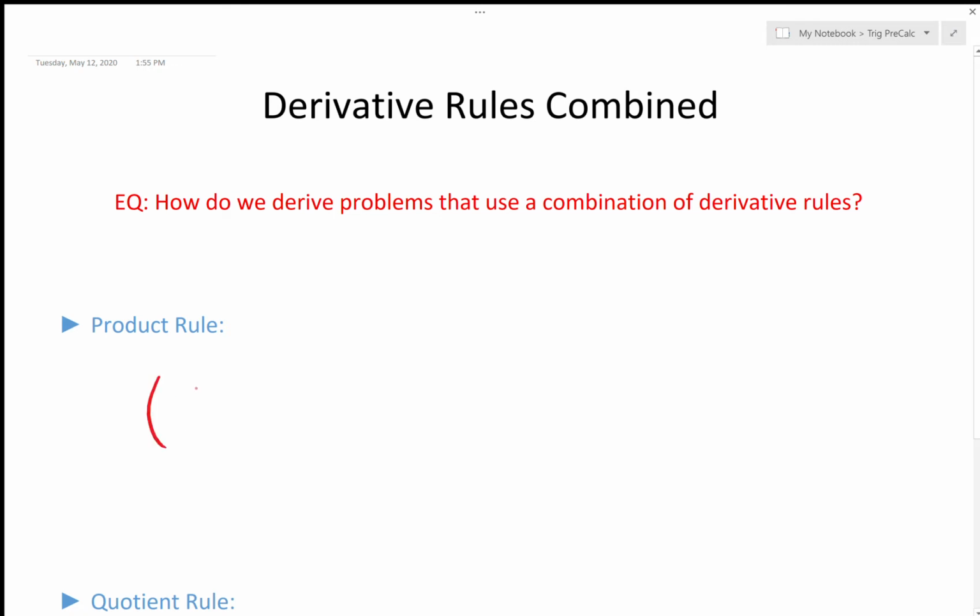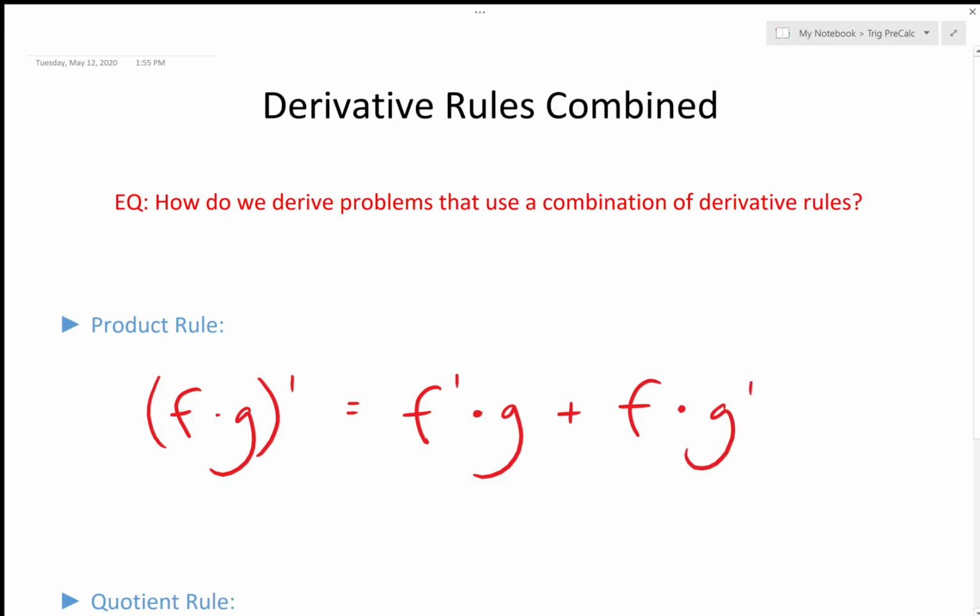So if you have f times g and you're trying to take the derivative of it, remember that is take the derivative of the first part, multiply it to the second part, plus keep the first part, times the derivative of the second part. Quotient rule.